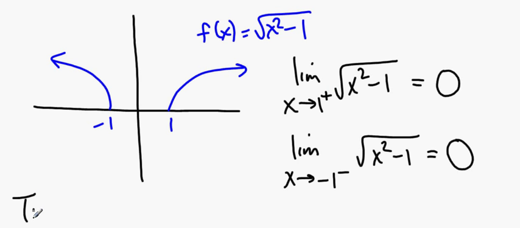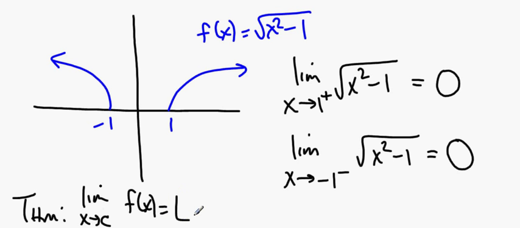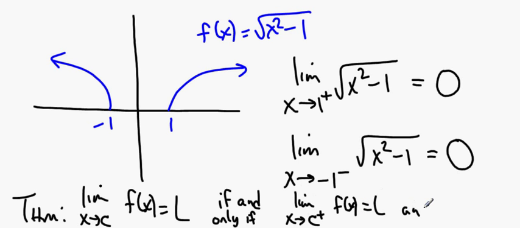There's a theorem. It's a fairly important theorem, and it goes like this. The limit as x approaches c of f of x is L if and only if the limit as x approaches c from the right is L, and the limit as x approaches c from the left is L. And this is that idea that we've talked about in times past. If from the left and from the right you're approaching different numbers, there is no limit. But if from the left and the right you're approaching the same number, then we have a limit.